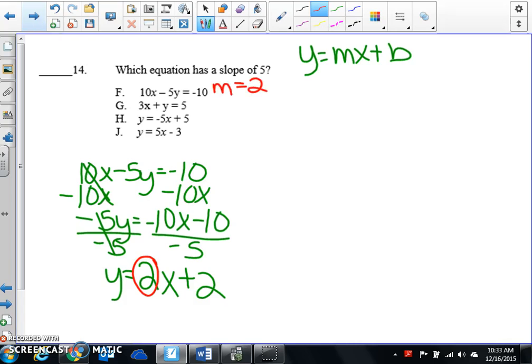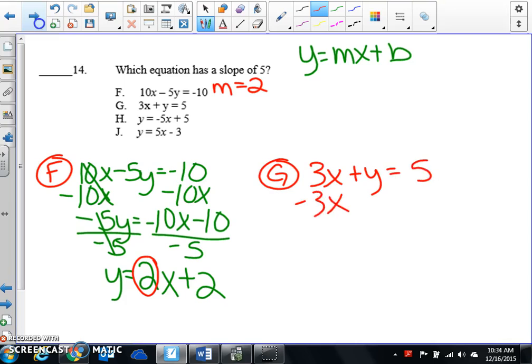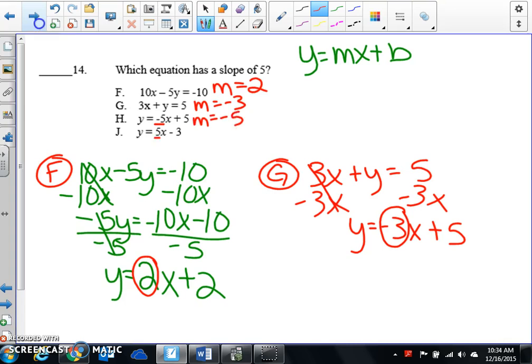All right, let's do g. So this was f. Here's g. 3x plus y equals 5. Subtract 3x. Y equals negative 3x plus 5. So on this one, my slope is negative 3. Lucky for us, H and J, they already put in slope intercept. So that's negative 5, and this one is a positive 5. So which has a slope of 5? J.